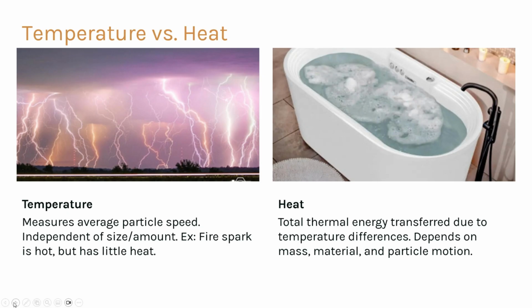Temperature versus heat. This is where students often get confused, so let's separate these ideas very clearly. Temperature measures the average speed of particles. It does not depend on how big something is or how much of it there is. For example, a tiny spark from a fire can be extremely hot, but it doesn't contain much total energy. Heat, on the other hand, is the total thermal energy transferred because of a temperature difference. Heat depends on how much material there is, what it's made of, and how the particles are moving. So heat is about total energy, while temperature is about average particle motion.